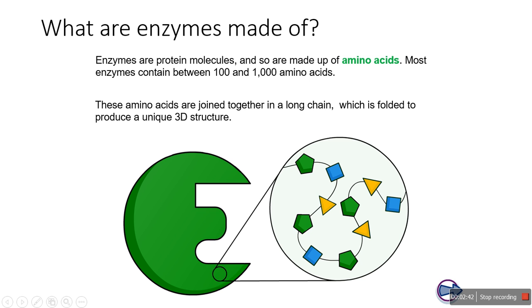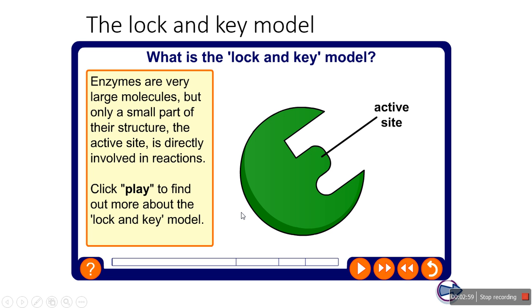Look at the structure of it. You can see it's got a very interesting structure. It almost looks like a piece of a jigsaw puzzle, which has this area here that's been cut out of it. We're going to come a bit closer to that now. Enzymes are very large, but only a small part of their structure is actively involved in doing its job. In any enzyme, we've got an area of that enzyme we call the active site.